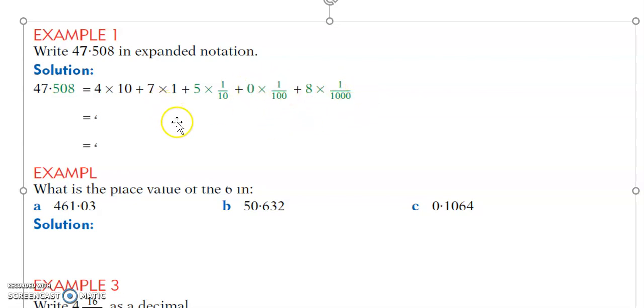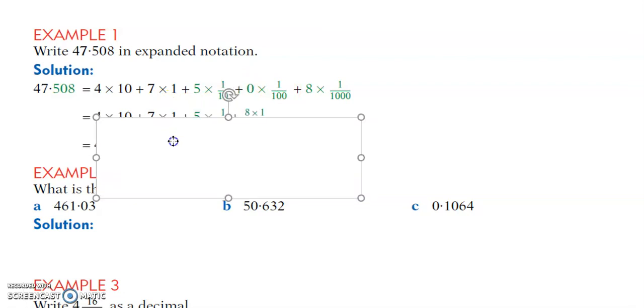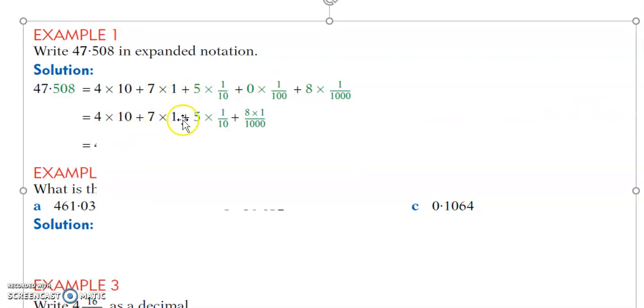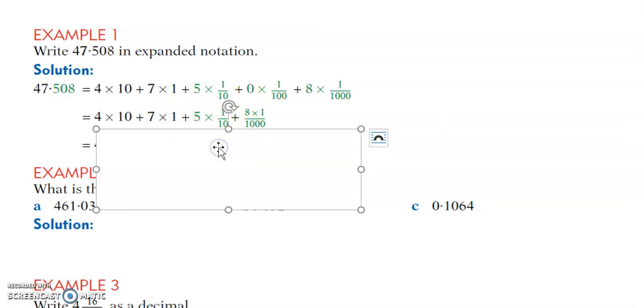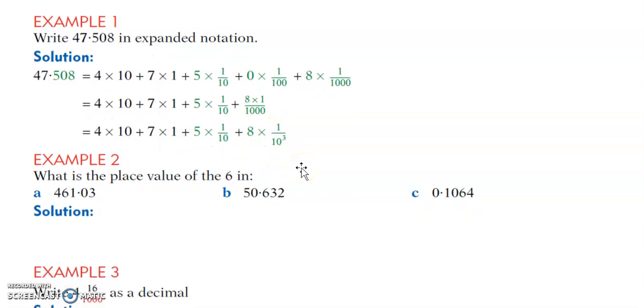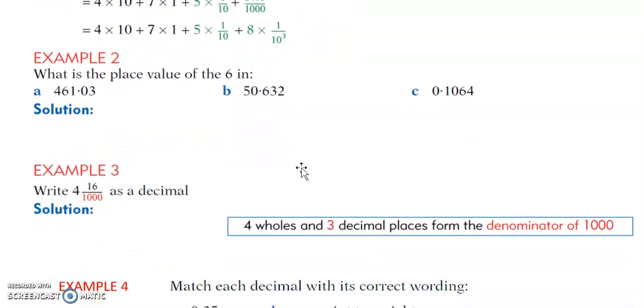Okay, we must include that 0 there. That's really important. And then we can write these as powers. So you can see here, I can write this as 4 times 10 plus 7 times 1 plus 5 times 1/10. I don't need to write the 0 this time. And then finally, I can write that with powers. So instead of these 3 zeros here on the bottom, I can write 10 cubed. Okay, so you need to know how to write things in expanded form.